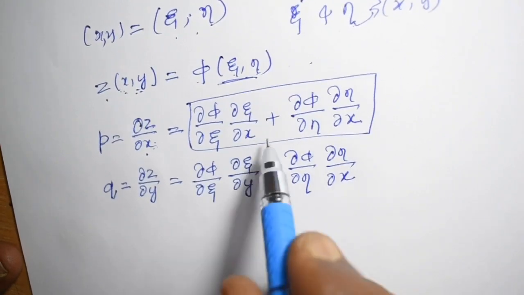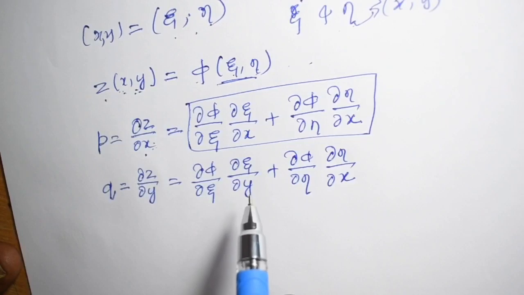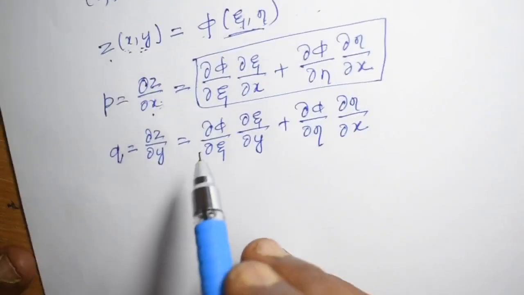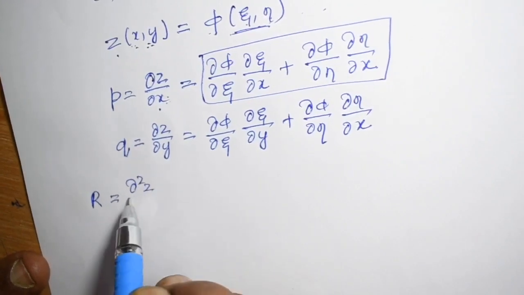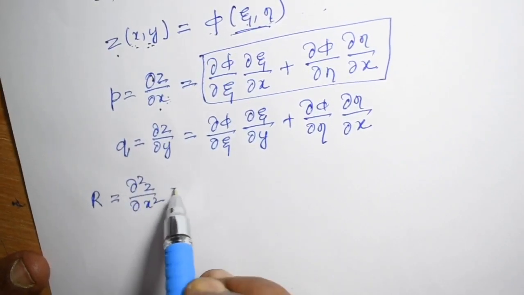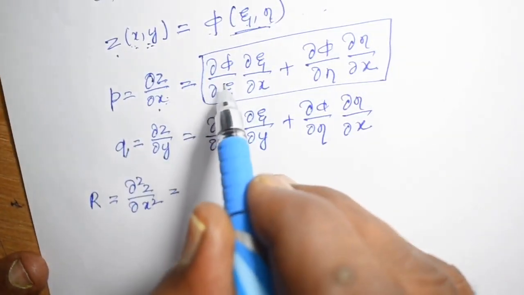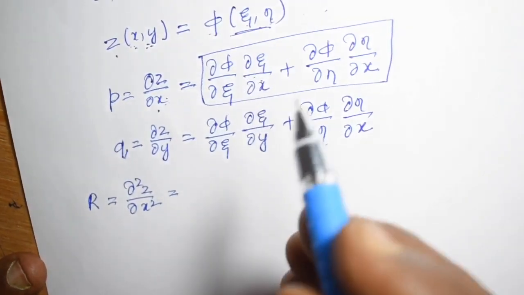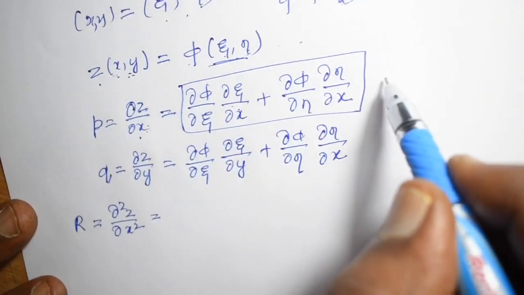Okay. So now using these two derivatives you can find del square z by del x square, del square z by del x into del y, and del square z by del y square also. Let us see the second derivative. That is nothing but your capital R. It is given by del square z by del x square. Means you have to differentiate this once again. Is it right? Second derivative means you have to differentiate this once again. So let it be some f.